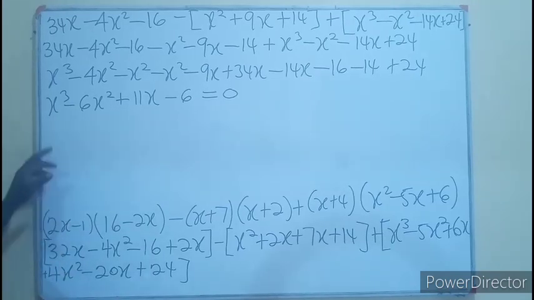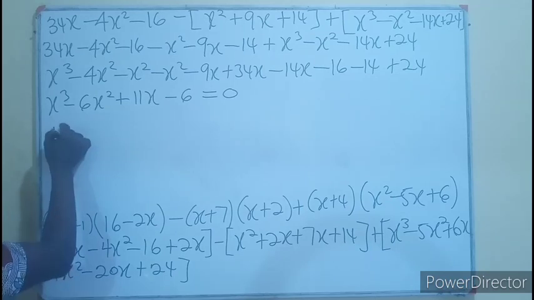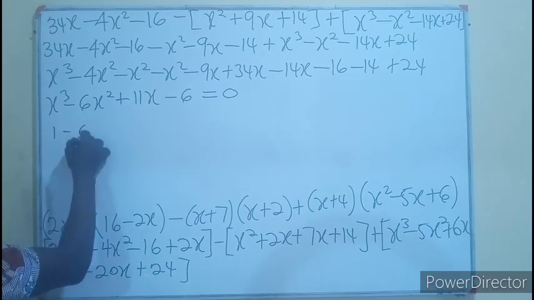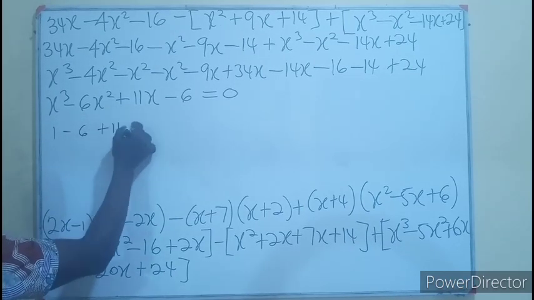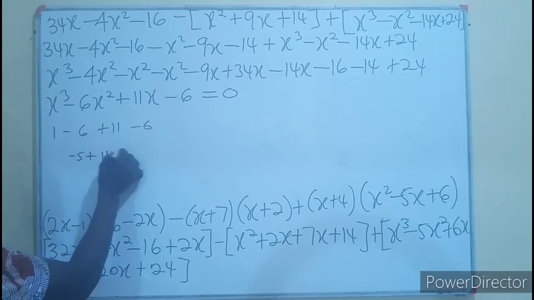So let's see if I use 1. 1 cubed will be 1. 1 squared, 1 times this 6. 1 times this 11 minus 6. This gives us minus 5.